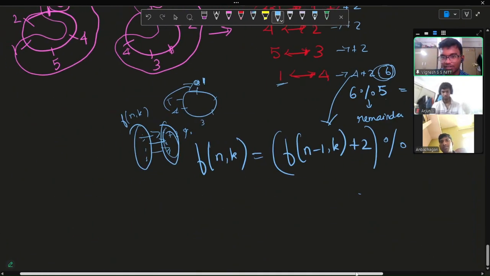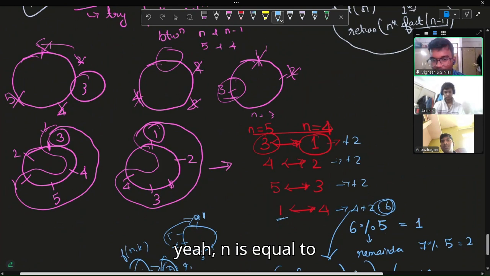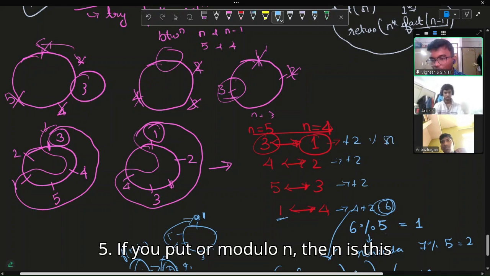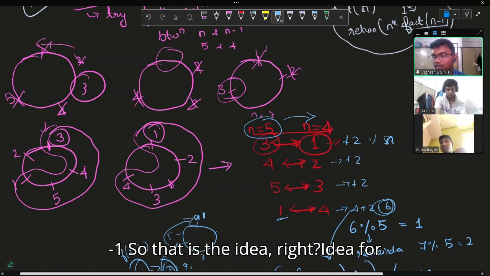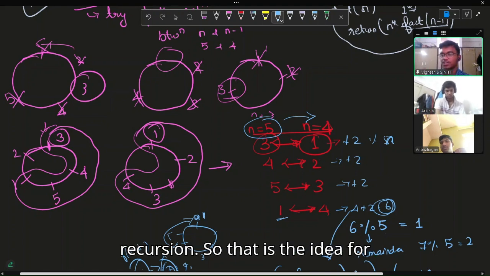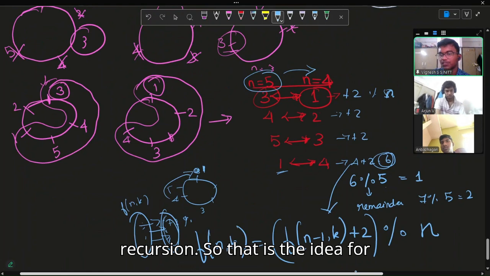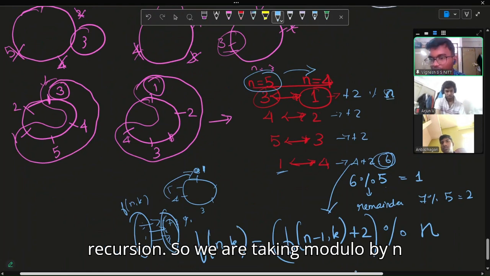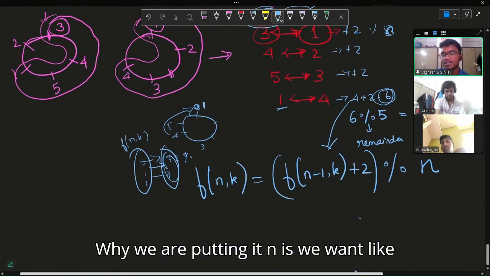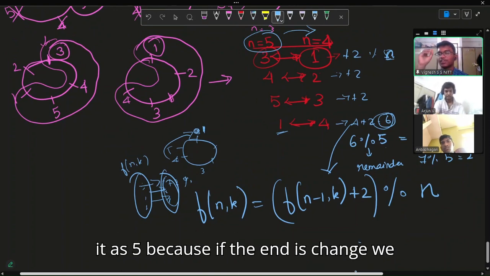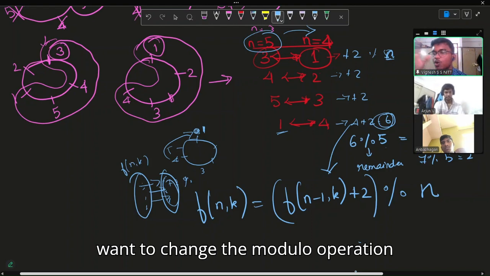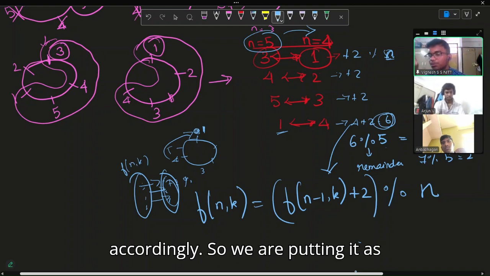So, n is equal to 1 plus 2 modulo 5, or modulo n. The n is this one. We are finding n through n minus 1. So that is the idea for recursion. We are taking modulo by n. Why we are putting n is, if the n is changed, we cannot write it as 5, because we want to change the modulo operation accordingly. So we are putting it as modulo n.